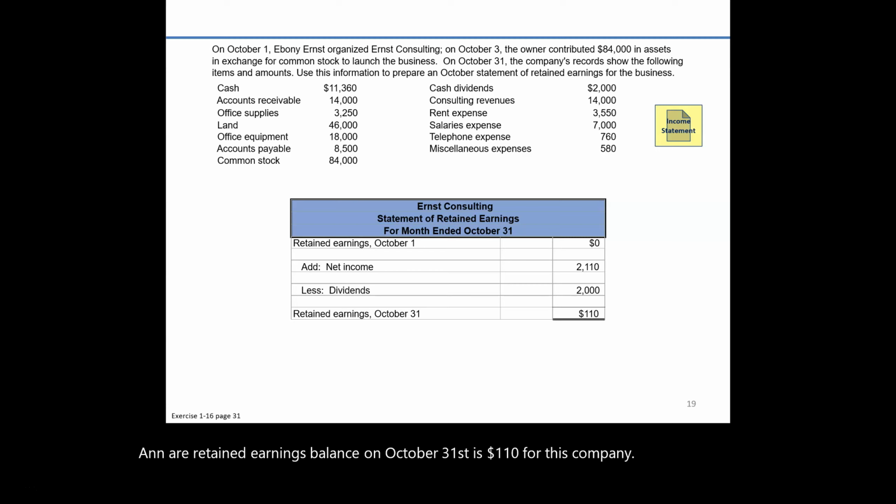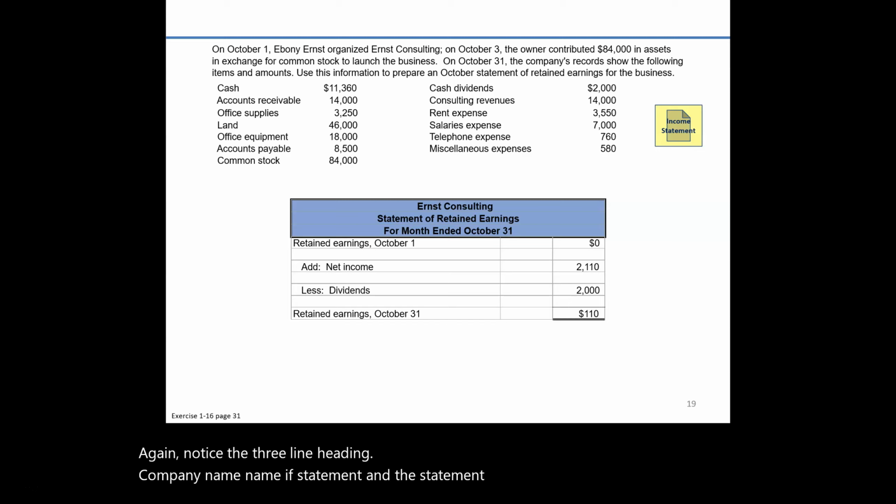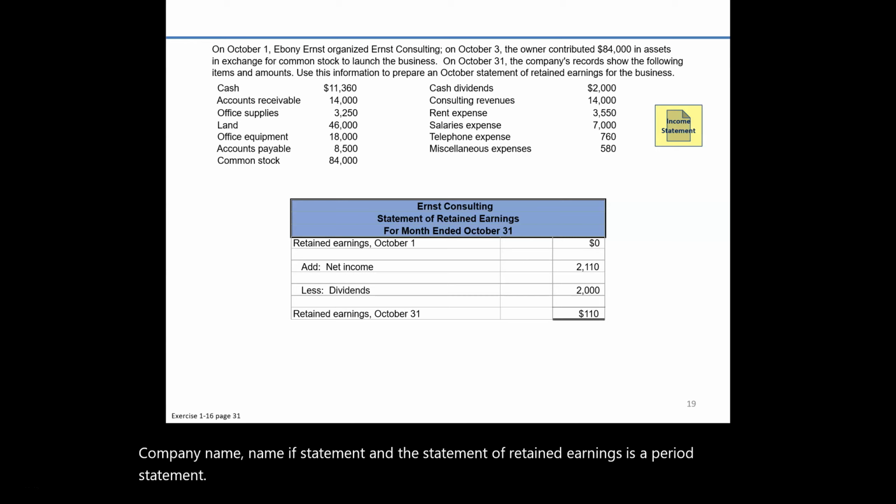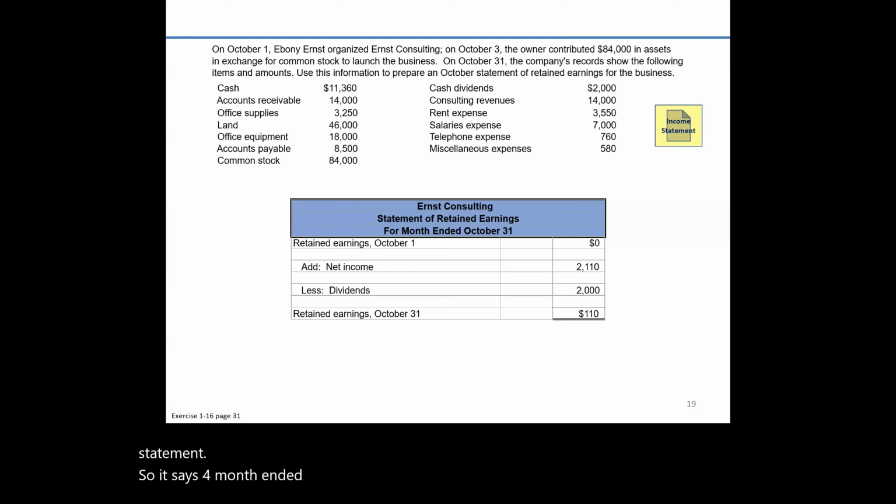Again, notice the 3-line heading, company name, name of statement, and the statement of retained earnings is a period statement. So it says for month ended October 31st.